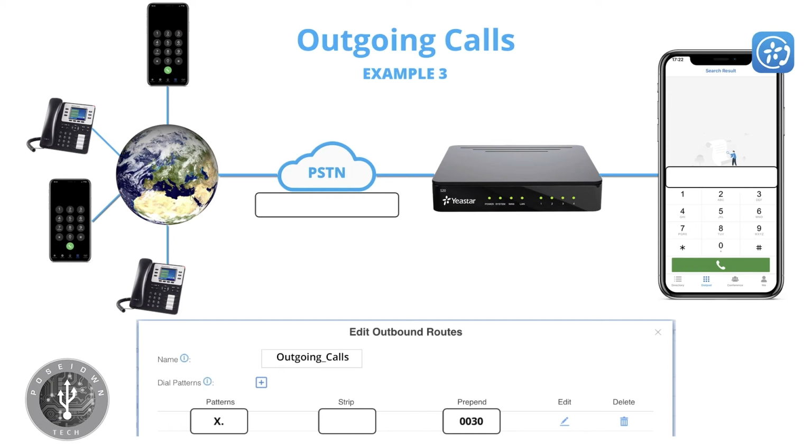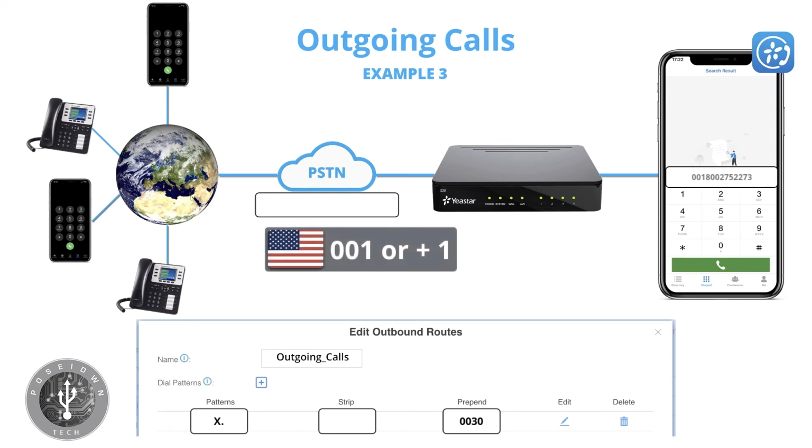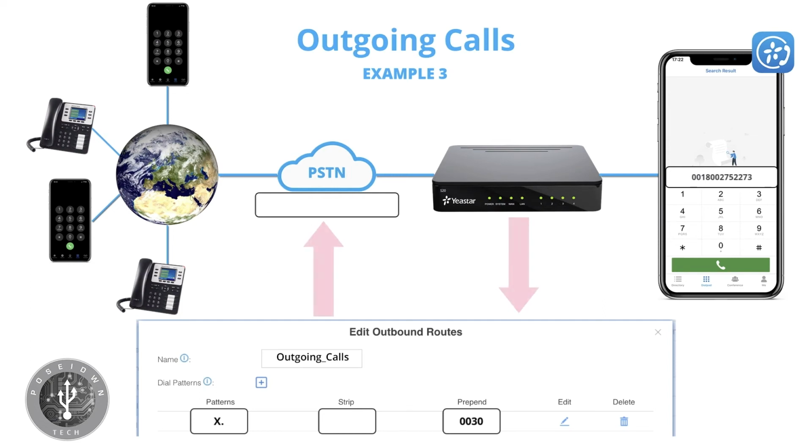Now, let's suppose that the user dials a phone number from United States. According to our rule, W030 will be attached in the phone number, causing the call to be rejected due to invalid phone number.